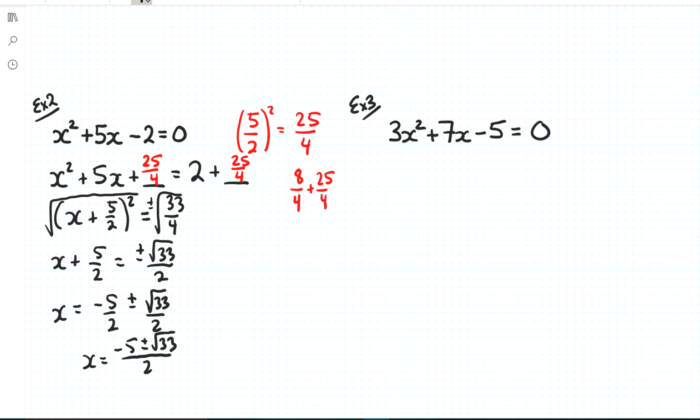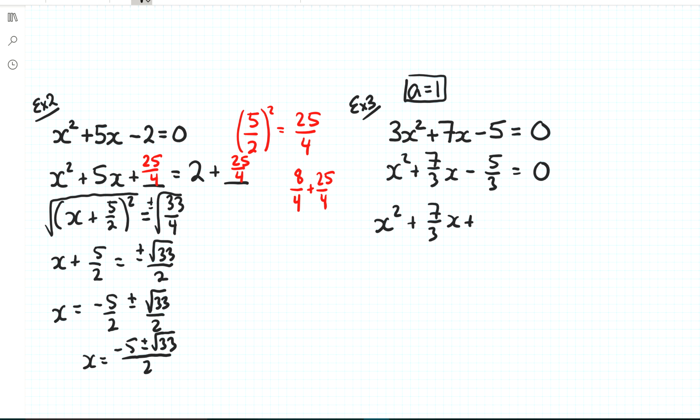The next question, we have to make the a value 1. So we're going to divide every term by 3. So it's going to give us x squared plus 7/3 x minus 5/3 equals 0. We'll bring over the constant term, so 7/3 x plus a number equals 5 over 3 plus the same number. So this is a little tricky here.